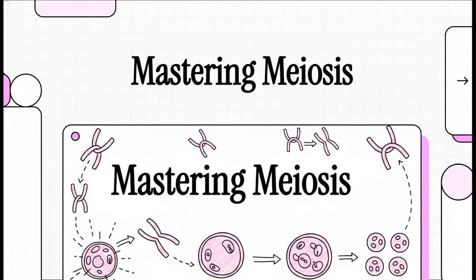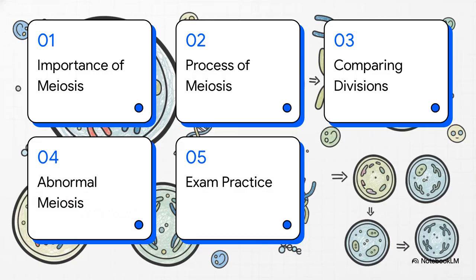We are mastering meiosis. I'm going to walk you through the entire shebang, the structures, the processes, why it matters, and even what happens when things go a little wrong. And we're doing it using the exact visual tools your examiners use. So, by the end of this, you'll be able to look at literally any cell division diagram and know precisely what's going on. Here's our quick roadmap for today.